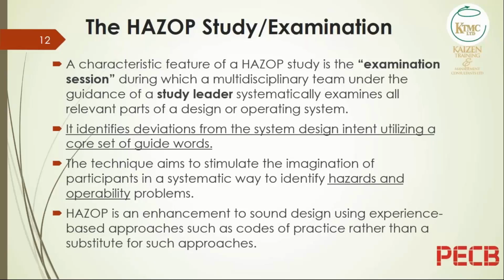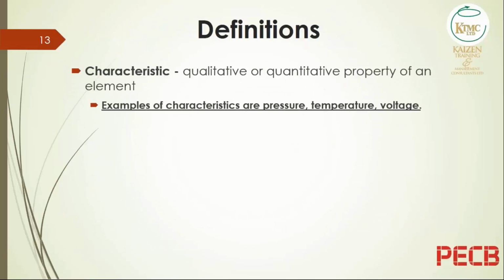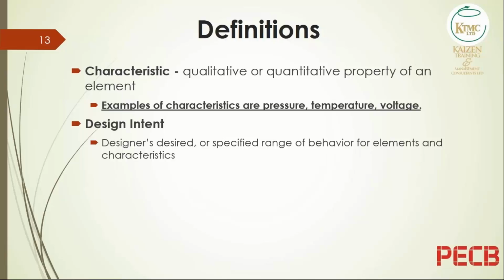So HAZOP is an enhancement of sound design using experience-based approaches, such as codes of practice, rather than a substitute for such approaches. Some definitions. Characteristic: this is a qualitative or quantitative property of an element. Examples of characteristics are pressure, temperature, voltage. The design intent: what the designer had in mind, the desired design. This is specified in the design intent that is produced and documented.